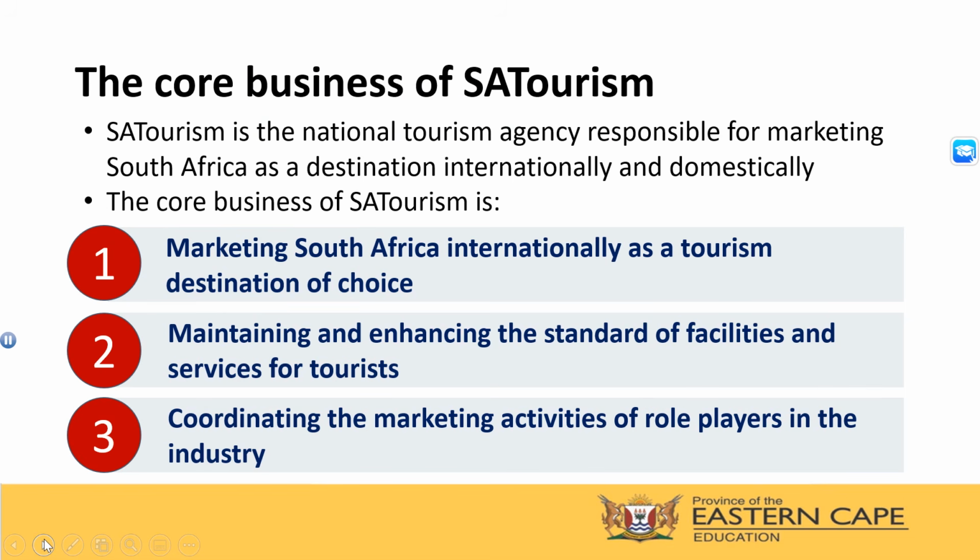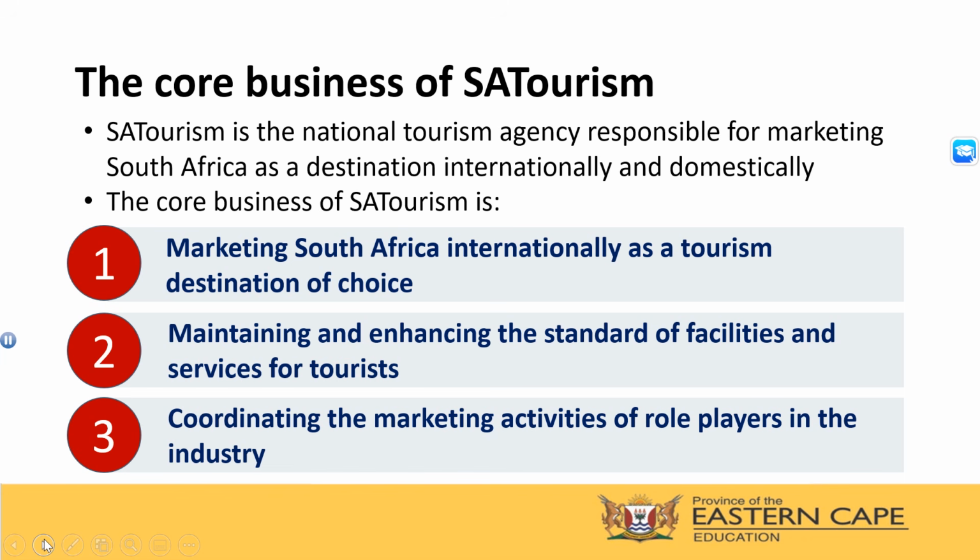Now we go to the second part of our lesson, which is the core business of South African Tourism. Now, South African Tourism is the national tourism agency that is responsible for marketing South Africa as a destination, both on the international platform and the domestic platform. SATourism works very closely with the National Department of Tourism, and they put their efforts together in marketing of South Africa on both of these platforms.